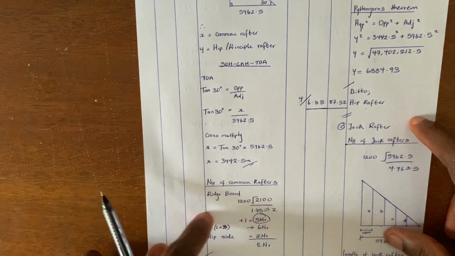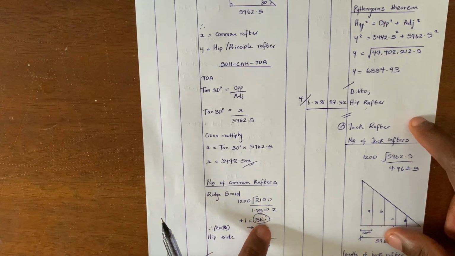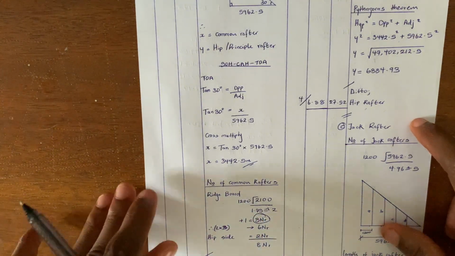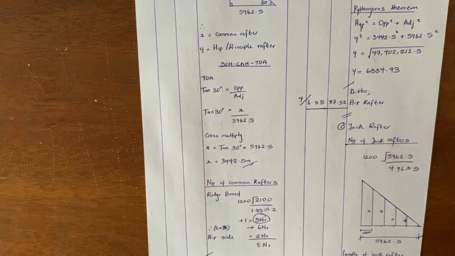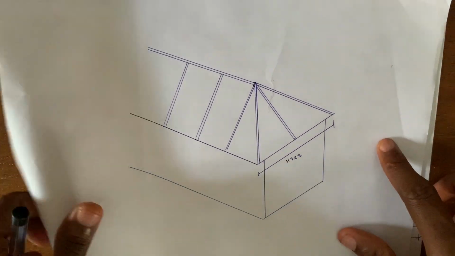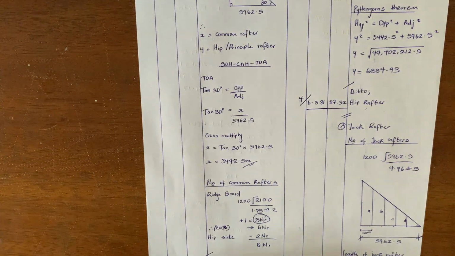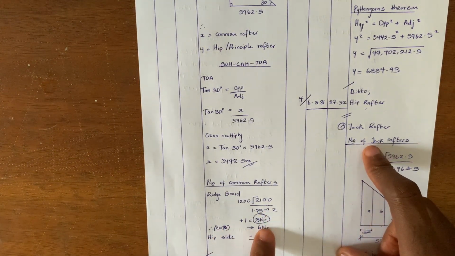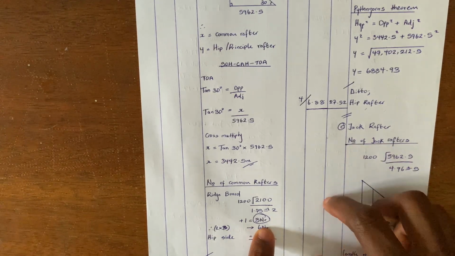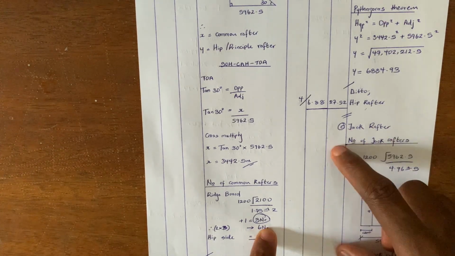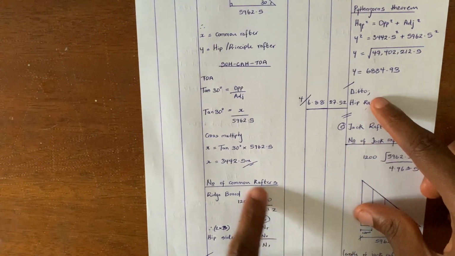So now, since we know that there are 3 trusses along the ridge board, all we are going to do is multiply it by 2, because they will be on both sides. That's on this side and on the other side. So we'll times what we have here, 3 times 2. So 2 times 3 will give us 6. So the number of common rafters along the ridge board will be 6. So now we have gotten the ridge board.